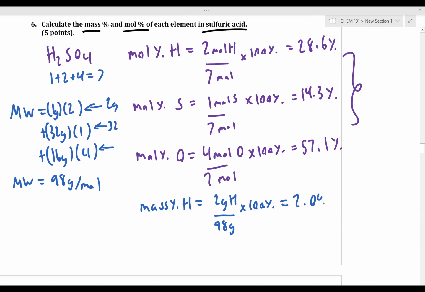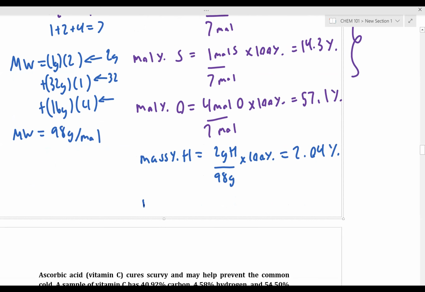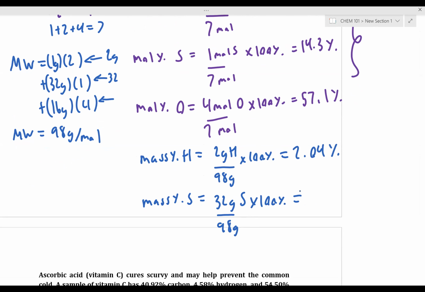Okay, let's now continue and calculate the mass percentage of sulfur. Did we already calculate the mass of sulfur? Yes. What is it? 32. So we have 32 grams of sulfur over 98 grams times 100%. So 32 divided by 98 times 100 gives us 32.65%.